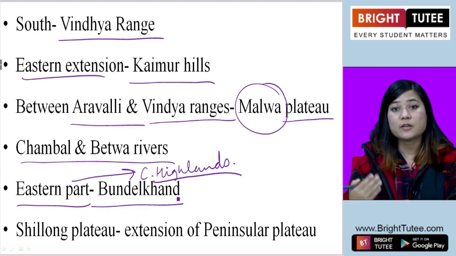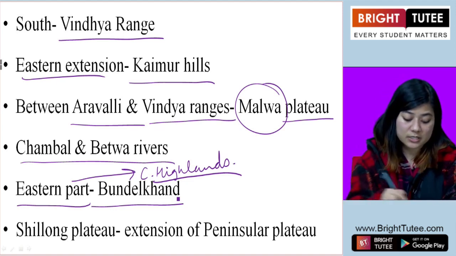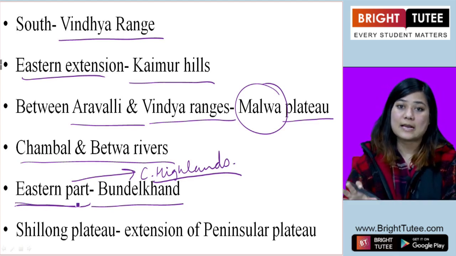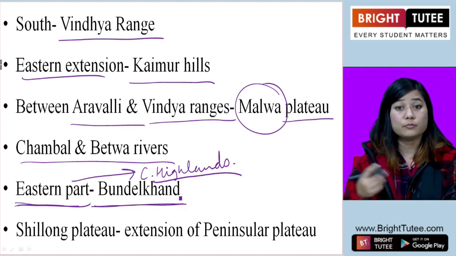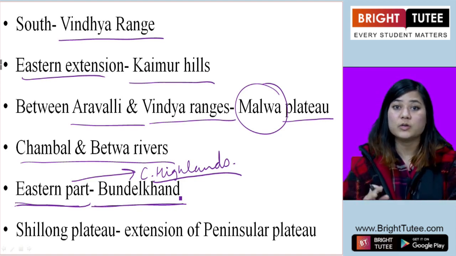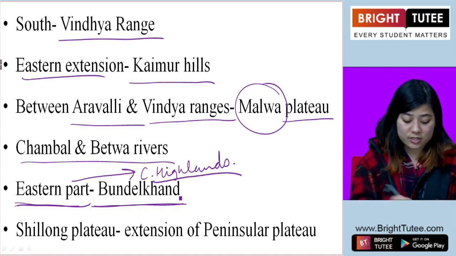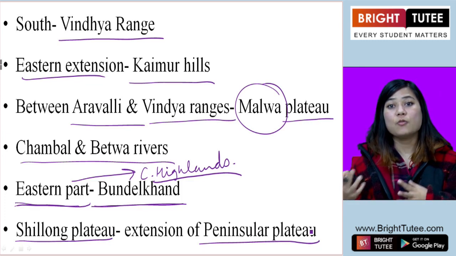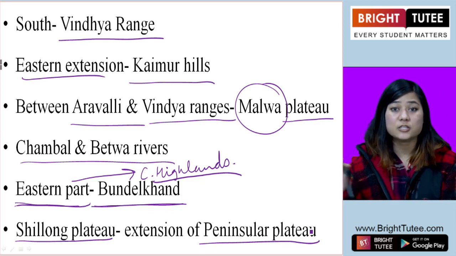Okay, this is a very old name given to this part of the region. And which part? The eastern part. Not the whole of the Central Highlands is called Bundelkhand, but the eastern part of it is still called Bundelkhand. Now the Central Highlands also have an extension towards the east. It continues to extend in the east, and that extension is called Shillong Plateau.